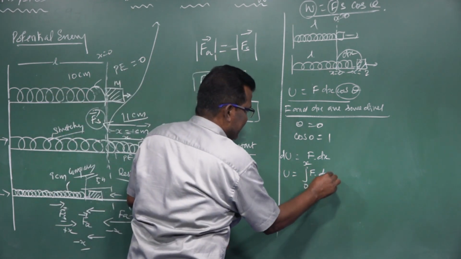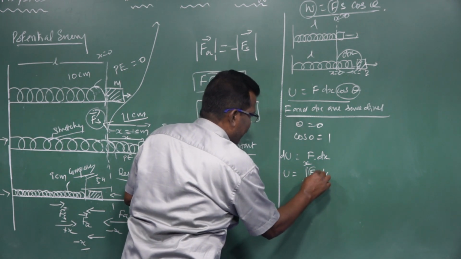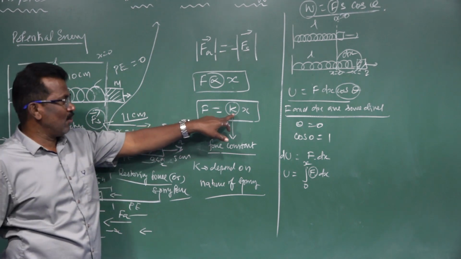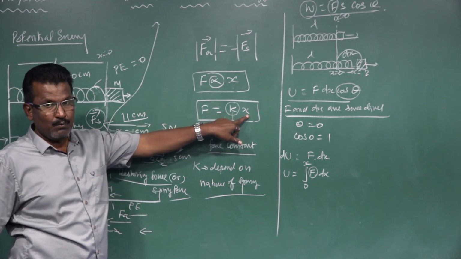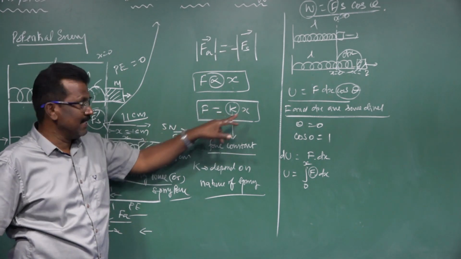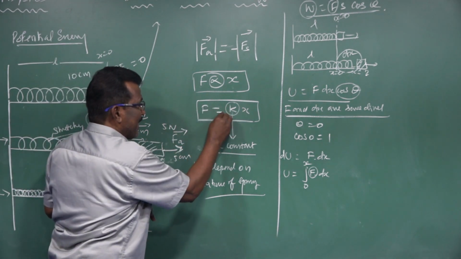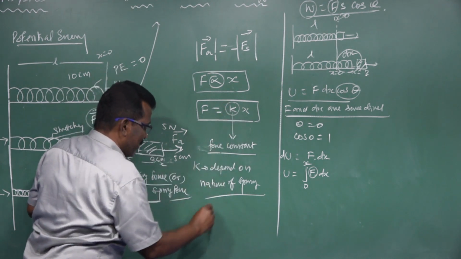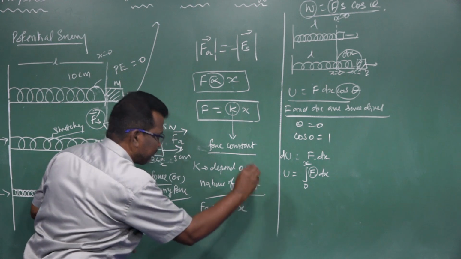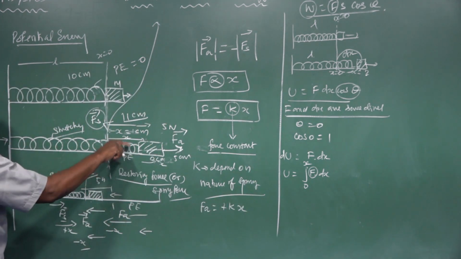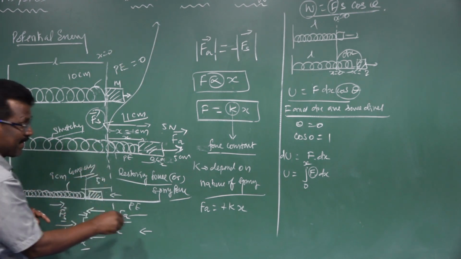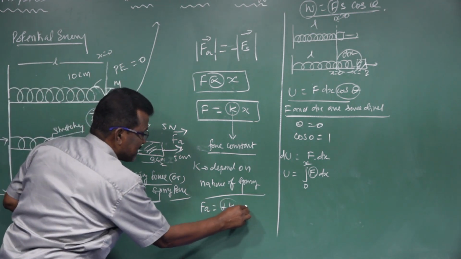So F into dx. What is F? The force, which we already calculated, F is equal to K into x. F is directly proportional to x. The applied force is F_A equal to plus Kx when the applied force and displacement are in the same direction. This formula, this is the positive.